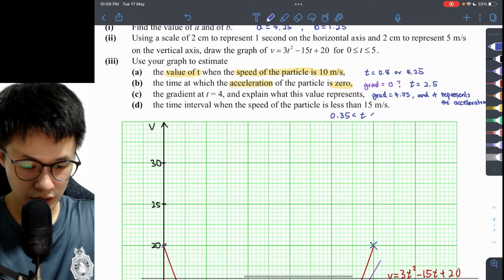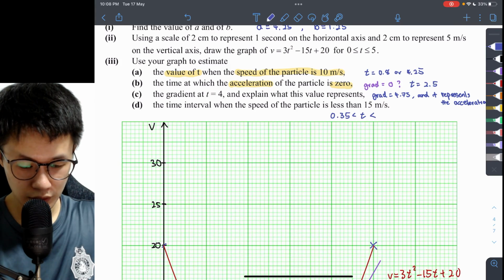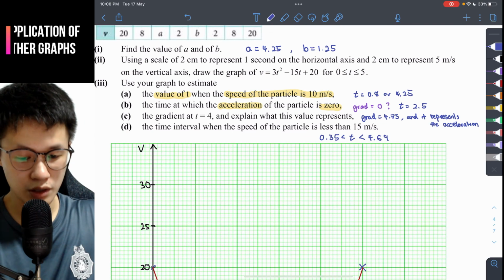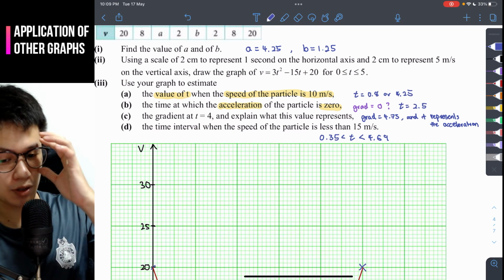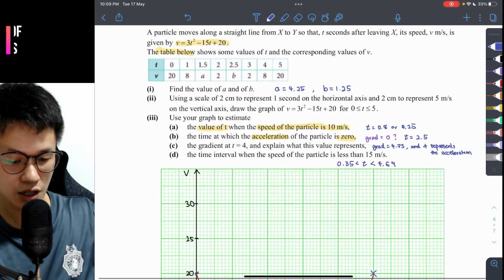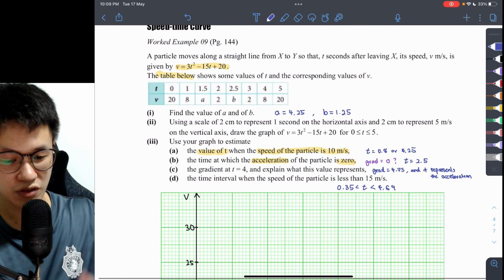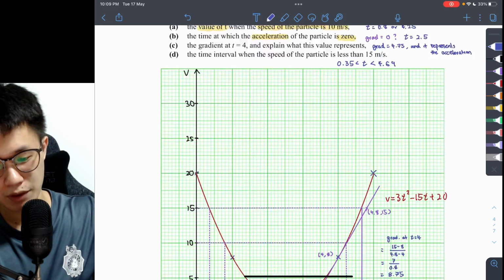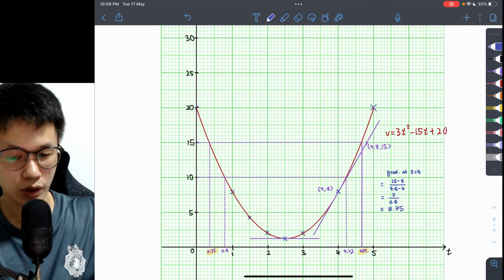So t must be in the time interval. It should be an inequality between 0.35 and 4.69 seconds. So this is actually how we estimate and read off speed-time curves. Okay, so that will be all for worked example 9.